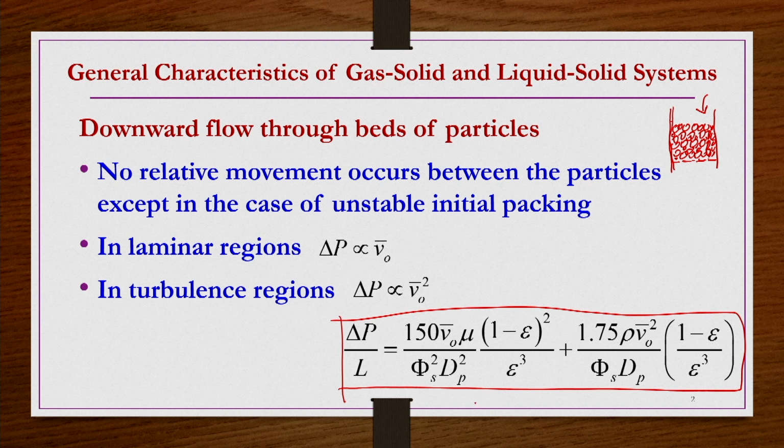The right hand side, the first term is a kind of viscous contribution, or the contribution due to the laminar flow conditions, and then the second term is because of the turbulent or kinetic losses contribution, right. So, from the first part, laminar conditions, we can see that pressure drop is proportional to V naught bar, and then in the second case, turbulent regions, pressure drop is proportional to V naught bar square.